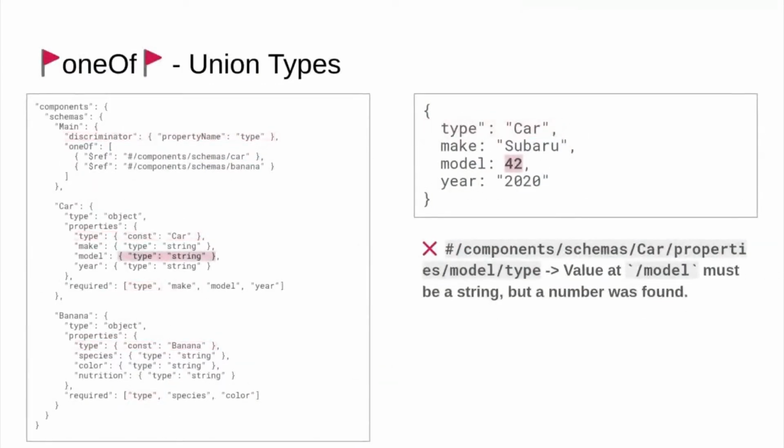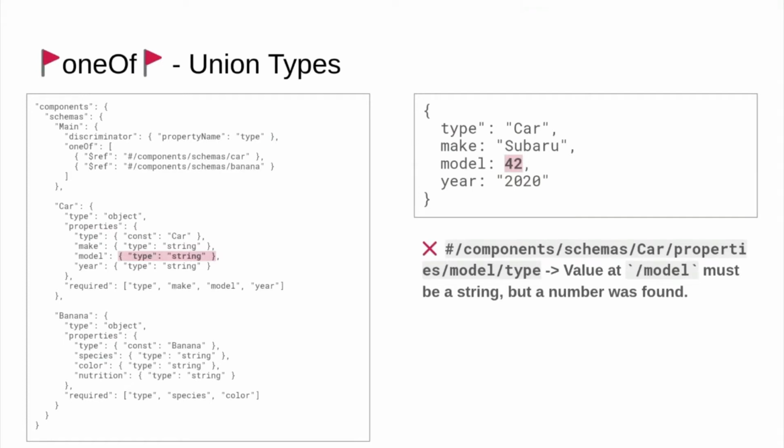OpenAPI addresses this problem with the discriminator keyword. You have to add a required property to your instance that the validator can use to determine which schema you intended to match on. Now we end up with just one helpful error message and nothing about bananas. This is much better, but it still has a problem.